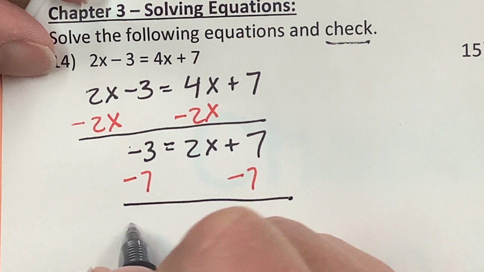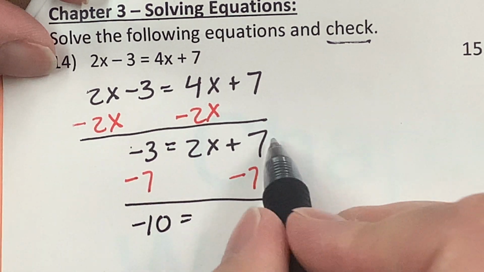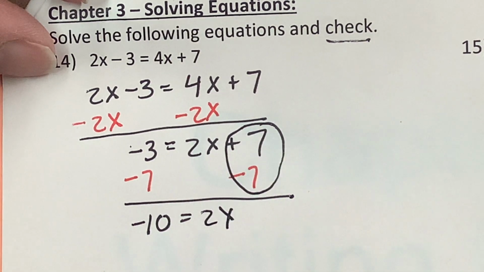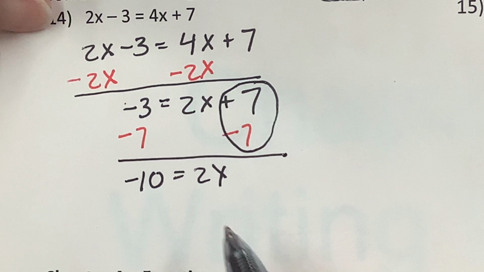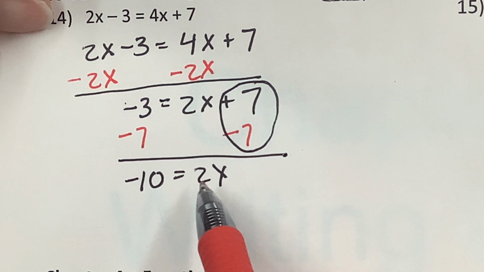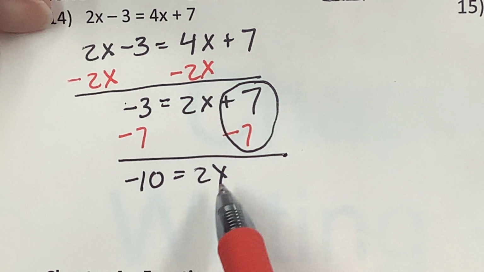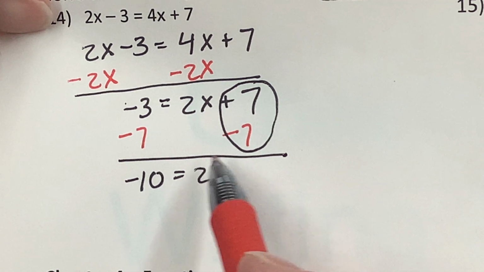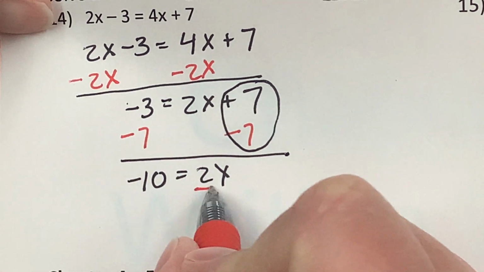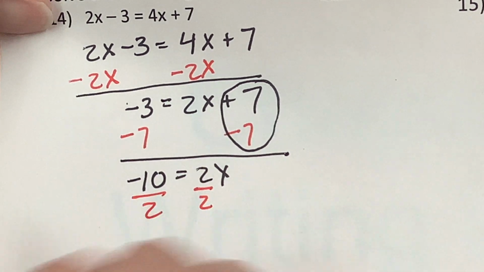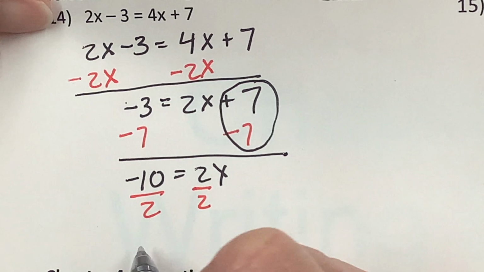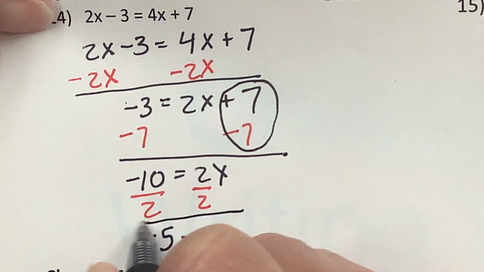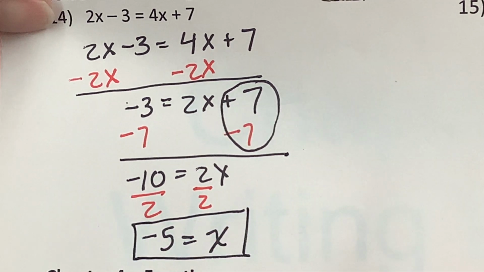Negative 3 minus 7 is negative 10. Positive 7 and negative 7, that equals 0, so just the 2x comes down. Now, to separate the 2 from the x, well, 2x is really 2 times whatever the number x is. And I don't know what that number is, but the opposite of times 2 is to divide by 2. So you're always working backwards. Negative 10 divided by 2 is negative 5, and that equals x. Now I'll put a little box around that because that's my solution.